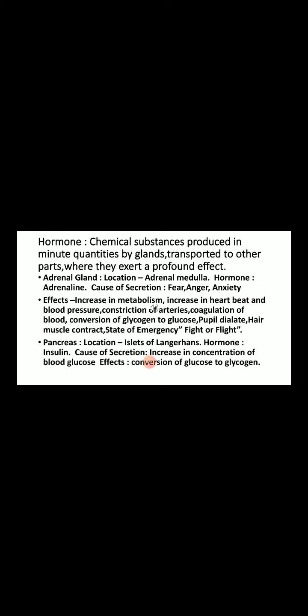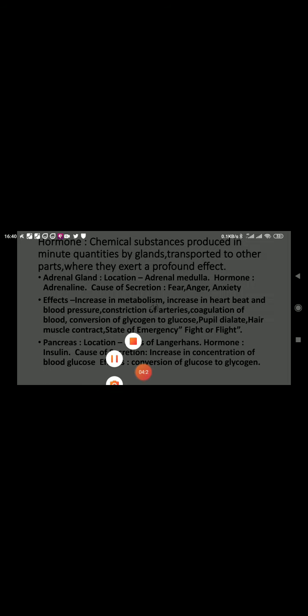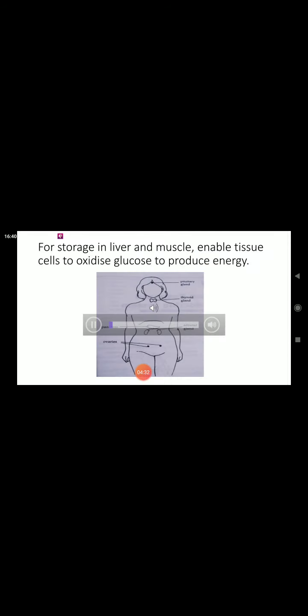Then we are going to study its effects. The conversion of glucose to glycogen. This is antagonistic to adrenal gland, and it is stored in the liver and muscle. It enables the cells to oxidize glucose to produce energy. I am going to explain it in the next slide.